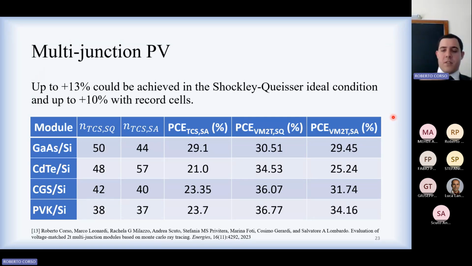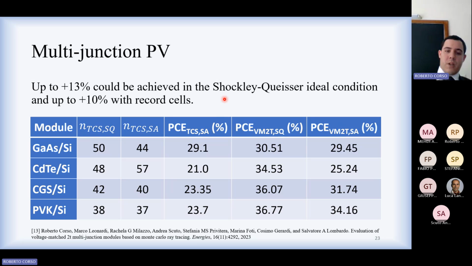As I said, we ran this simulation for different configurations of the thicknesses in the top layer, and I report the results here. The bottom module is made up of 72 cells in series, which is the standard commonly employed by modules installed in the field. For the top module, we consider two cases: the Shockley-Queisser ideal condition, where we have no contribution from non-radiative generation processes, and the state-of-the-art cells that we have at the moment.